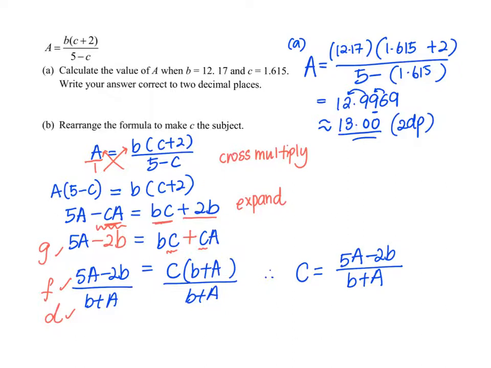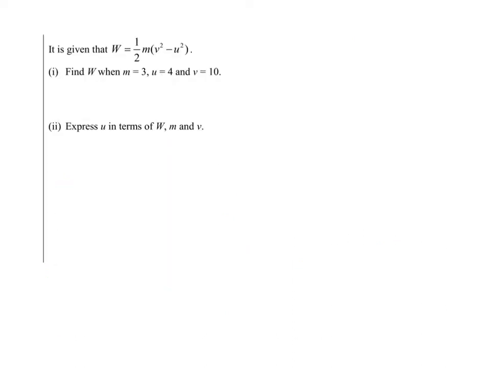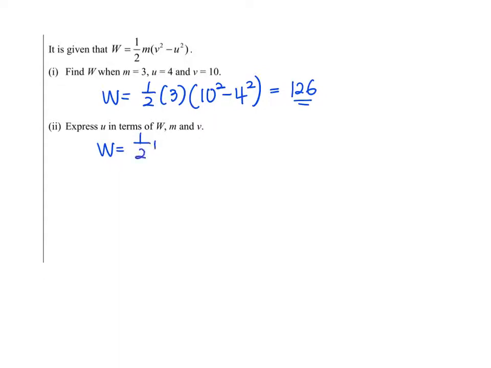Now we shall move on with the next question. Given that W equals half M bracket V square minus U square, find the value of W when M equals 3, V squared is 10 square, minus U is 4 square. So I'm going to leave this to my calculator. And I got the answer 126. So shouldn't be much of a problem. Now let's look at the question. W equals half M bracket V square minus U square.